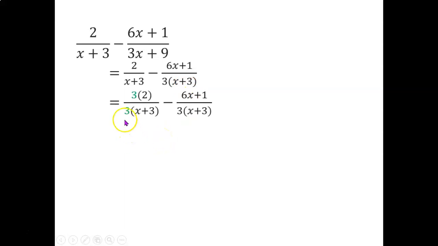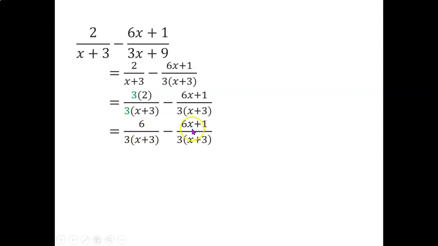So that's what I'm going to do. I'm going to multiply by 3 on the bottom and also on the top of this first fraction. So now on top we get 3 times 2, or 6, and that's over 3 times x plus 3, minus, and we didn't have to change this one at all. It's 6x plus 1 over 3 times x plus 3. So that's what we're dealing with.